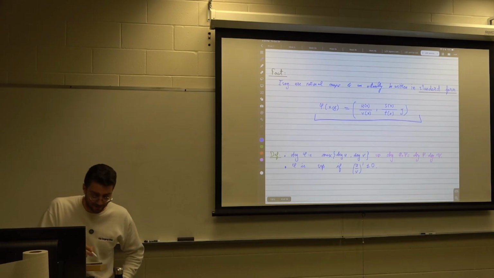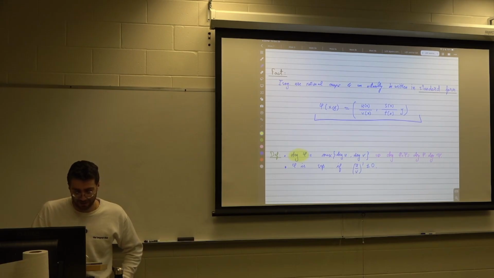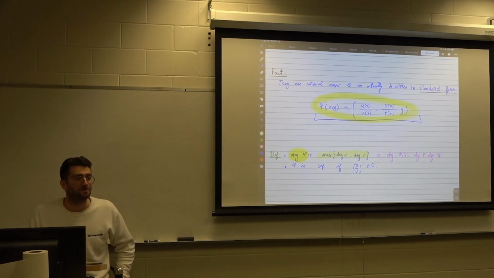Of course, I can define the following two quantities regardless of how you write down your isogeny. This definition of degree can be defined without looking at this, but it's a bit more complicated, and I don't want to talk about field extensions generated by isogenies. So it's much easier for me to define the degree based on the standard form here. If you write down the standard form, you just look at the max of the degree of u and v, and that's just the degree of phi. So it's very easy to write down.